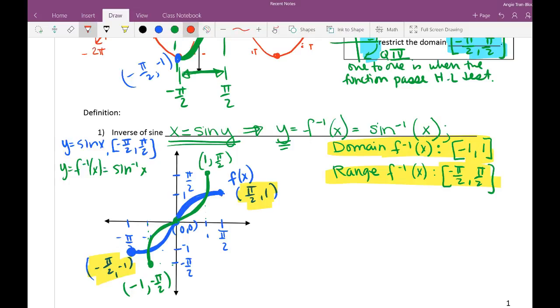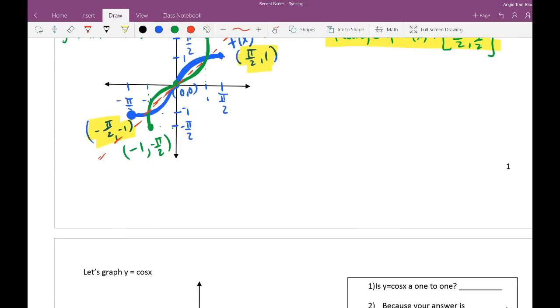Now, can you see that there's a symmetry about this line? What does that mean? That means it's reflected over the line y equals x. I'm drawing by hand, so as you can see, it's the best I can do without any calculator or graphing utility. But if you just eyeball this, it should be symmetrical about the line y equals x. Okay, all right, so this is the end of our sine inverse function.